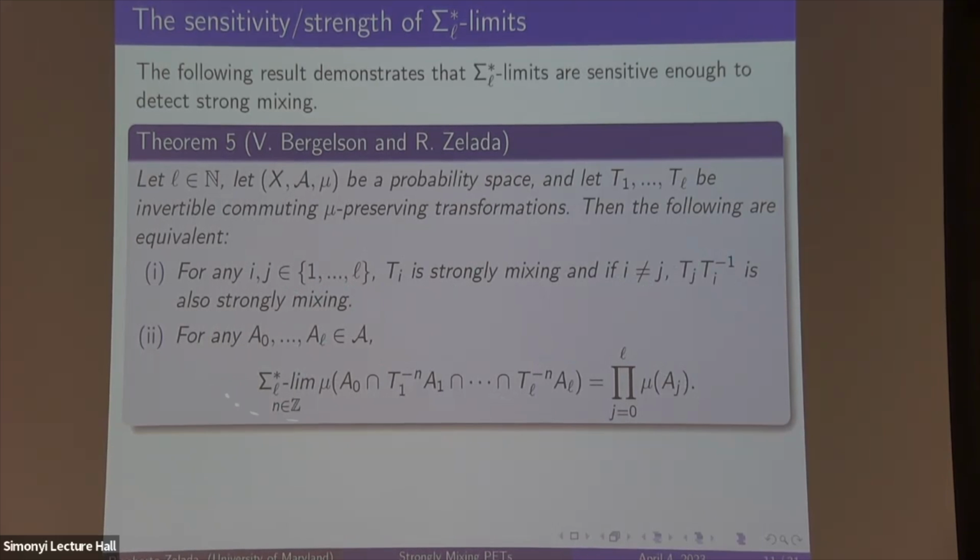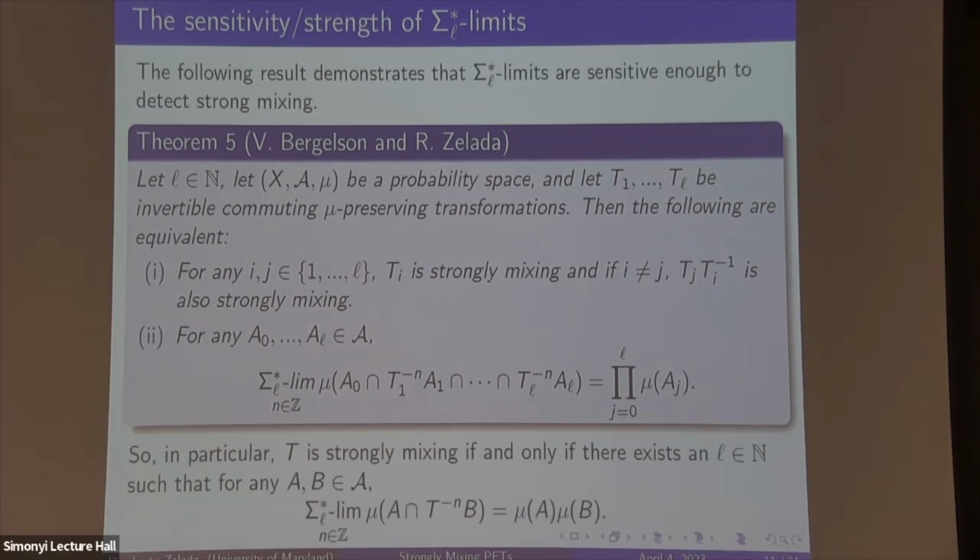So this can only happen if your transformations are strong mixing and their differences are strong mixing. In particular, this is strongly mixing if and only if there exists an L in N such that for any A, B in A, this limit goes to mu A, mu B. So the point is that the sigma L star limits are sensitive enough to detect strong mixing, because whenever they see independence, that means that your transformations were strong mixing to begin with. So there's no way of getting around that.